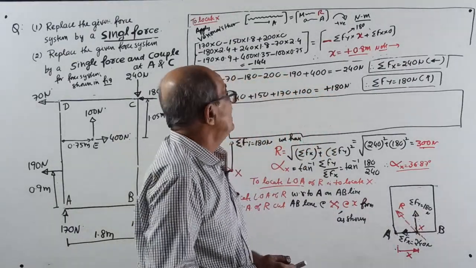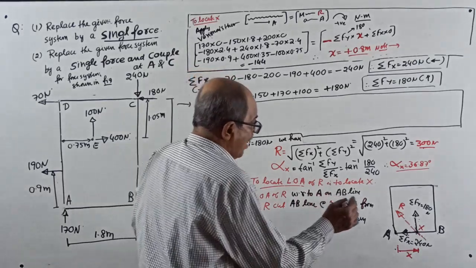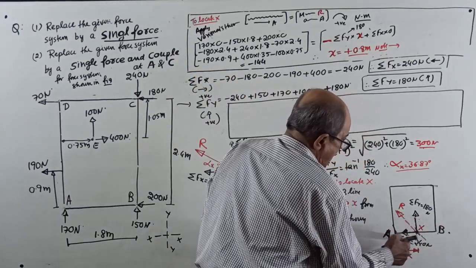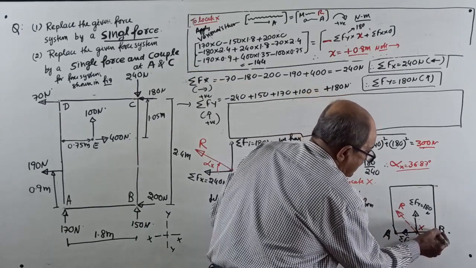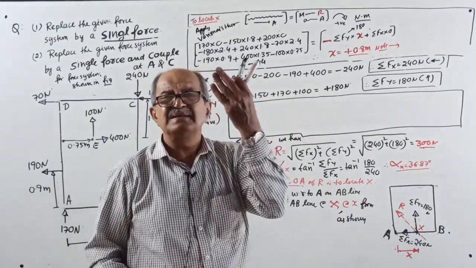Now, make a note. Suppose you get 1.9 meter. Then your point x will lie somewhere here. From A 1.9, this is 1.8. In the same line, you go further by 0.1 meter. This all I explained earlier.